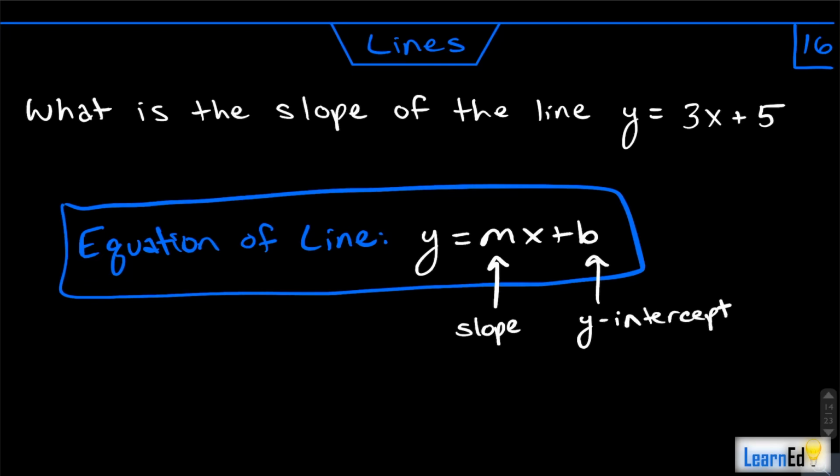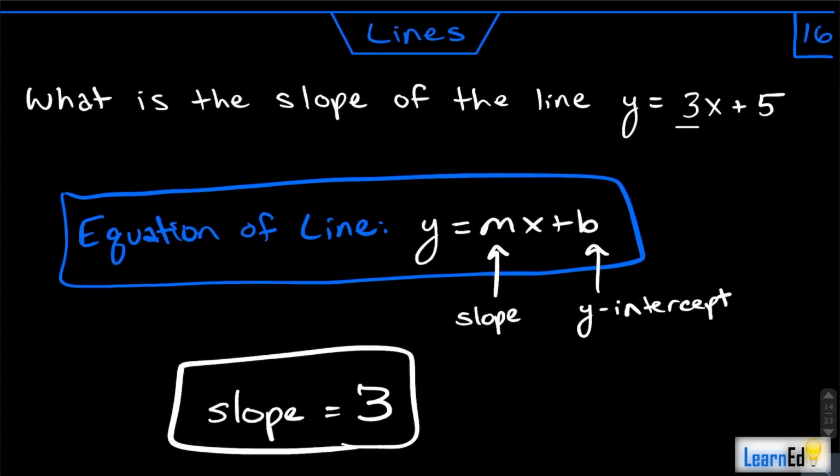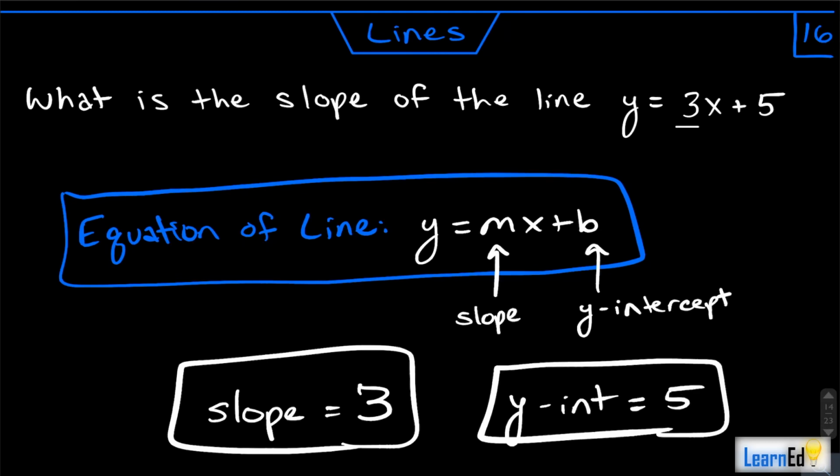So what is the slope in this equation? Well, remember, it's the m term, right? And m is the one that has the x on it. So you can see here the slope is 3. So slope equals 3. And if it asks you for the y-intercept, you would say that the y-intercept is 5.